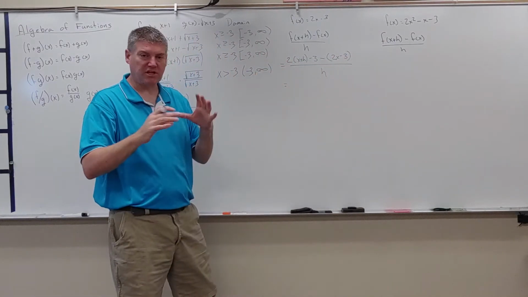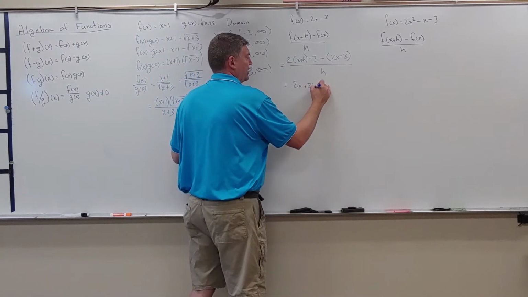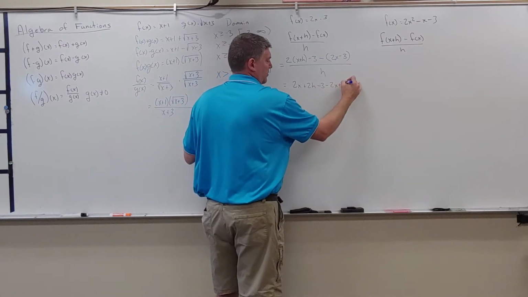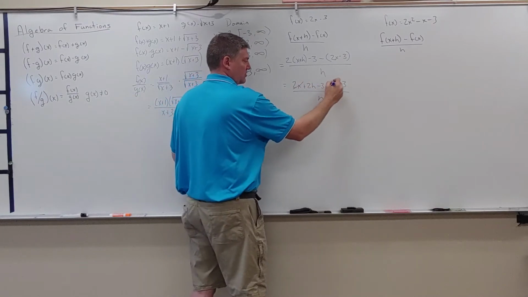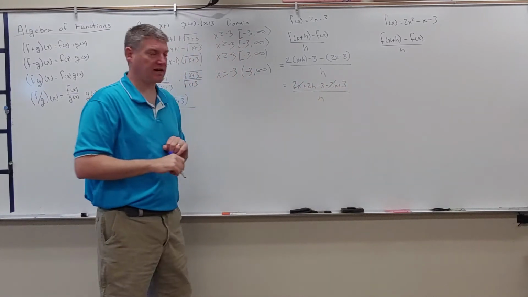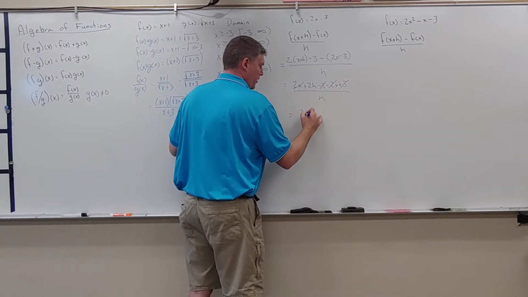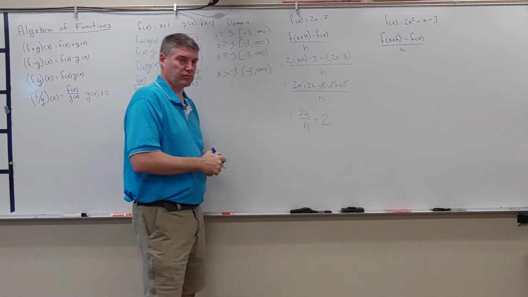Okay? So now I'm just going to do some distribution here. So I have 2x plus 2h minus 3. I'm going to distribute my negative sign, minus 2x plus 3 all over h. I'm going to simplify. Notice that there's positive 2x and a negative 2x, and a negative 3 and a positive 3. So I end up with 2h over h, which simplifies down to 2.